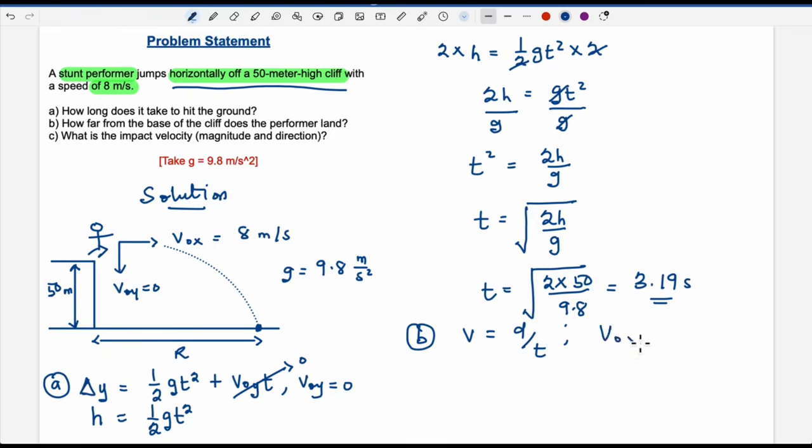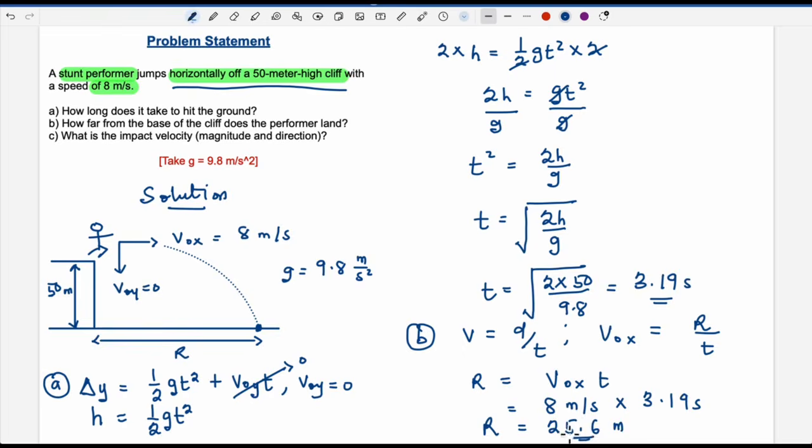our v naught x, which remains constant, equals the range divided by the time. So the range can be calculated as v naught x times the time. v naught x being 8 meters per second. The time, which we just calculated to be 3.19 seconds, therefore gives us a range of 25.6 meters. That's quite a range.